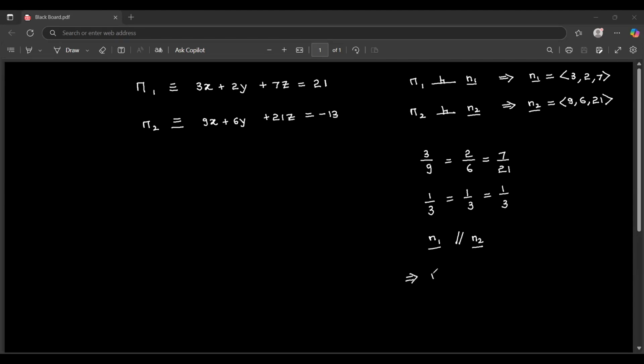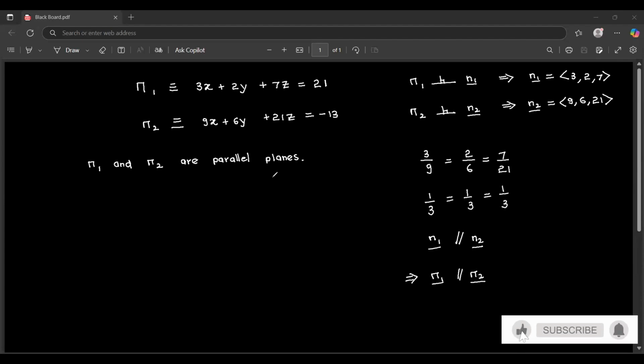This implies phi 1 is parallel to phi 2. So you can definitely say phi 1 and phi 2 are parallel planes, like a stack of paper. Now we have to check whether they overlap with each other.